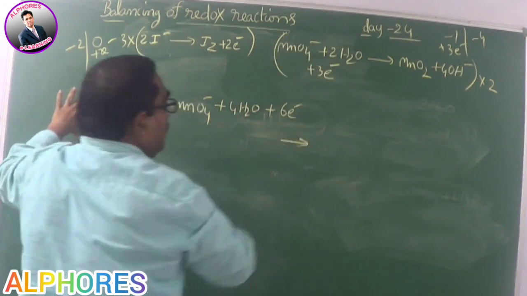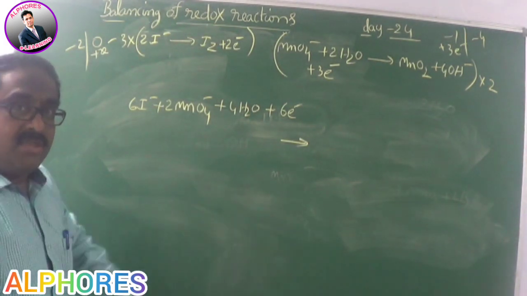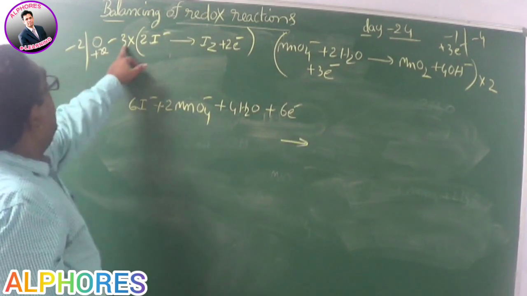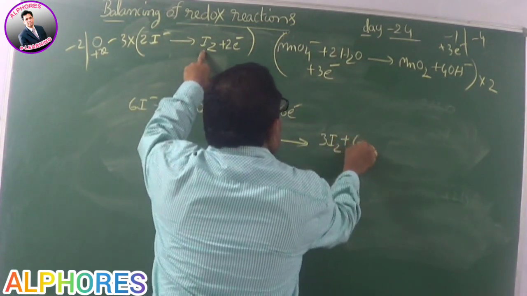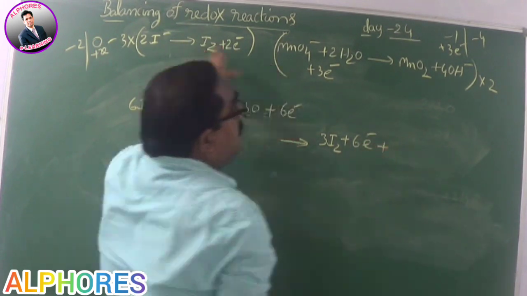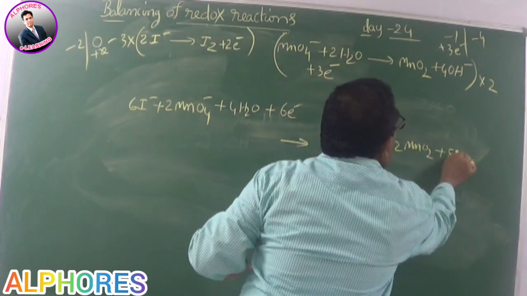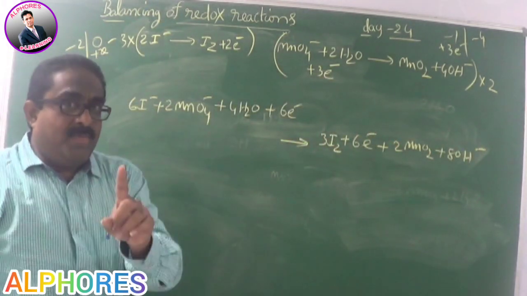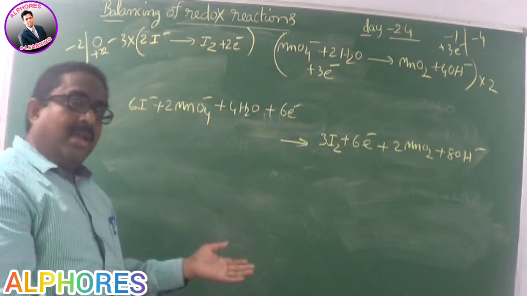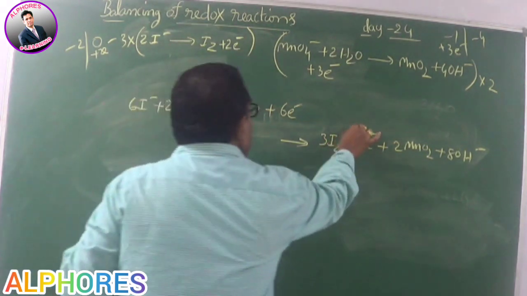Okay. Now I am going to add, after multiplication, products to products in both the half reactions. 3 into I2, 3 I2, 3 into 2, 6 electrons. 2 MnO2 plus 8 OH minus. Electrons should be cancelled out, otherwise you have made a mistake. Exactly cancelled.